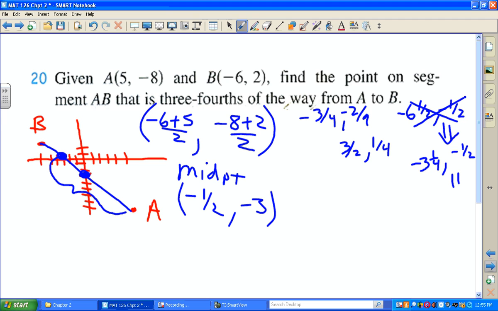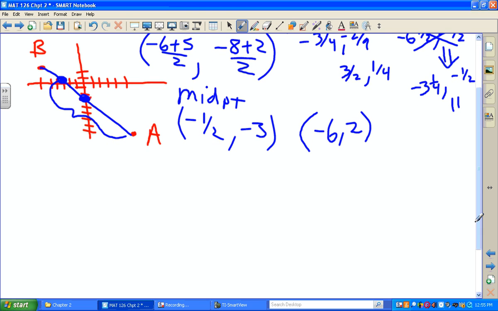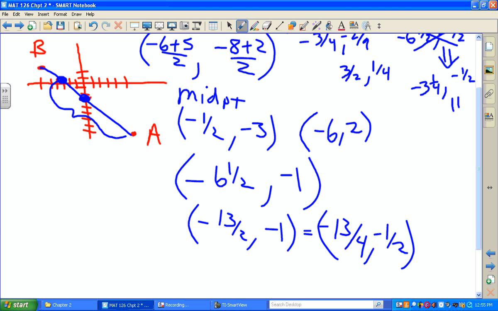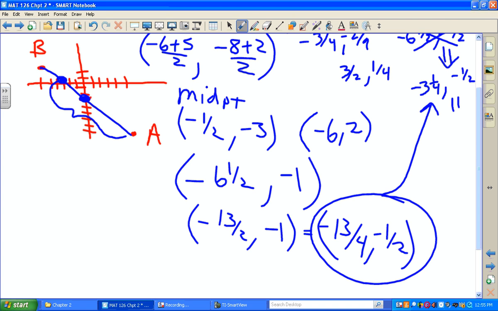3/4 from A. So I'll use this point and I'll use B again, which is negative 6, 2. And I'll find the midpoint of that segment. We'll add them together, you get negative 6.5 and negative 1. Then you divide by 2. Let's see, negative 13 halves, and negative 1. Now if I divide that by 2, I should end up with negative 13/4 and negative 1/2. Is negative 13/4 the same as negative 3 1/4? Yeah. Nice job. Kudos. Does the logic sound okay? Fantastic. 3/4 of the way.